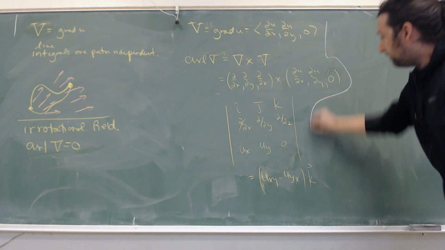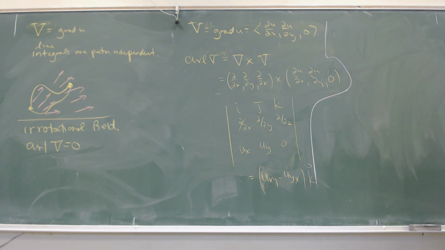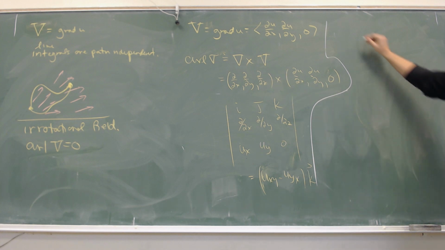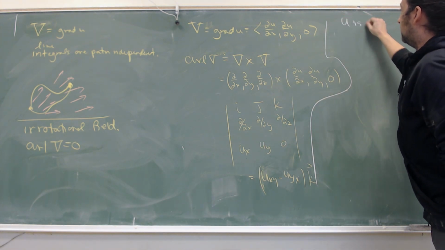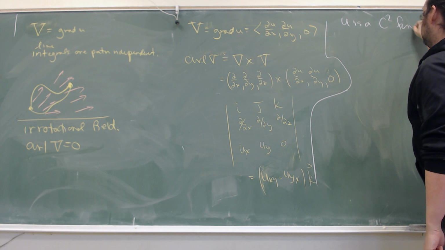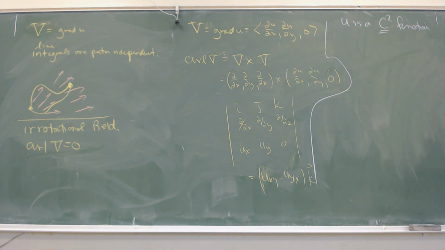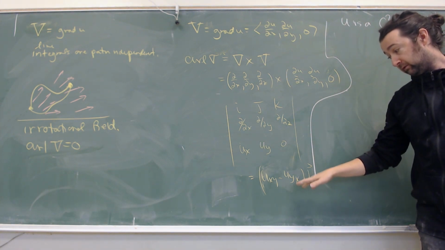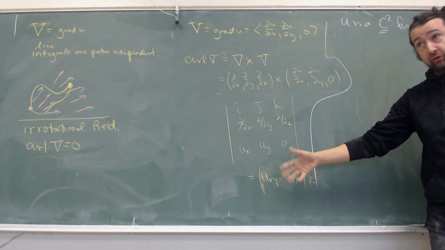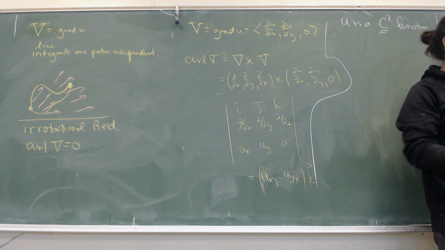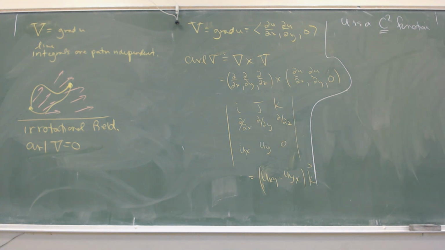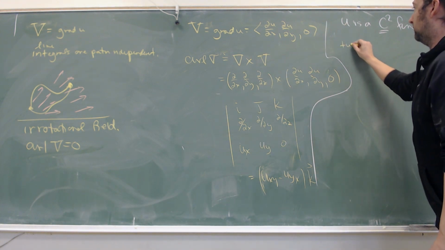Okay, so this calculation only makes sense when u is a C2 function. C1 got us that the gradient existed. C2 is going to tell us that this equation holds true because the partial derivatives exist and are continuous, and we should be thinking about C2 functions. C2, remember, means twice continuously differentiable.